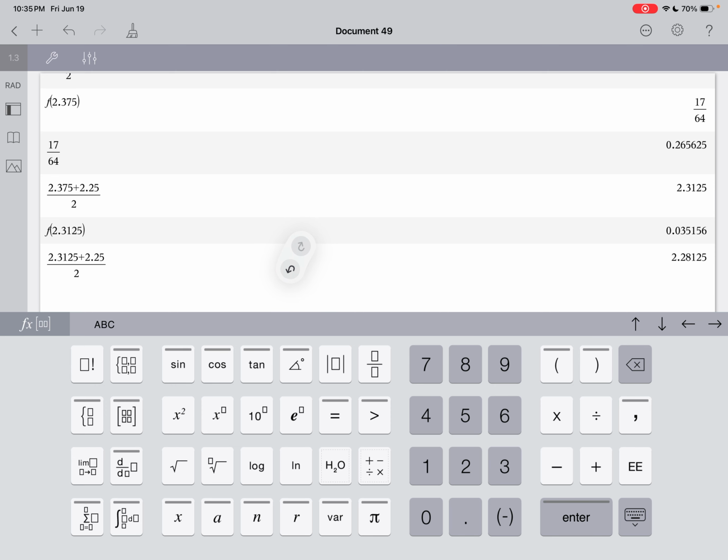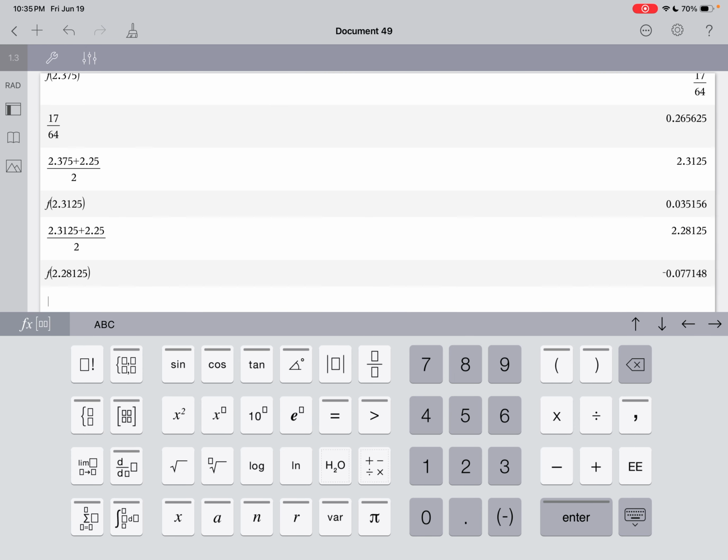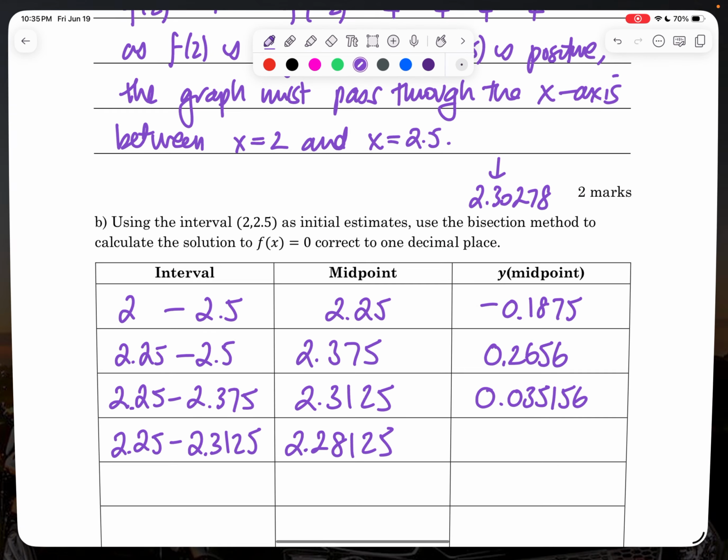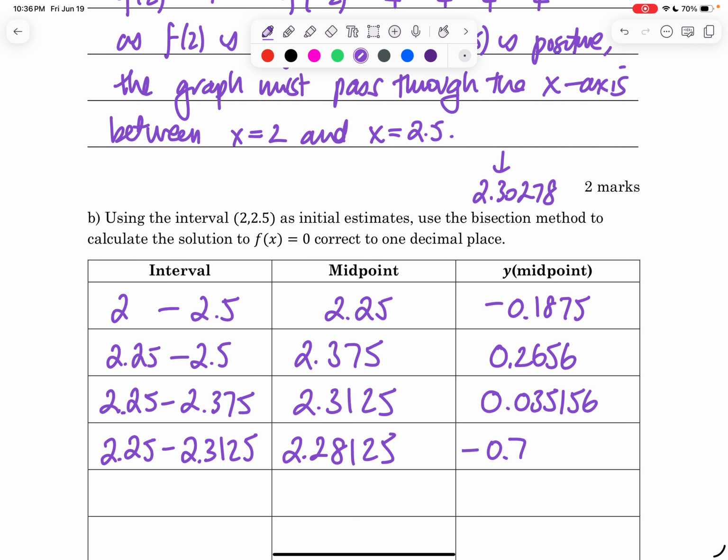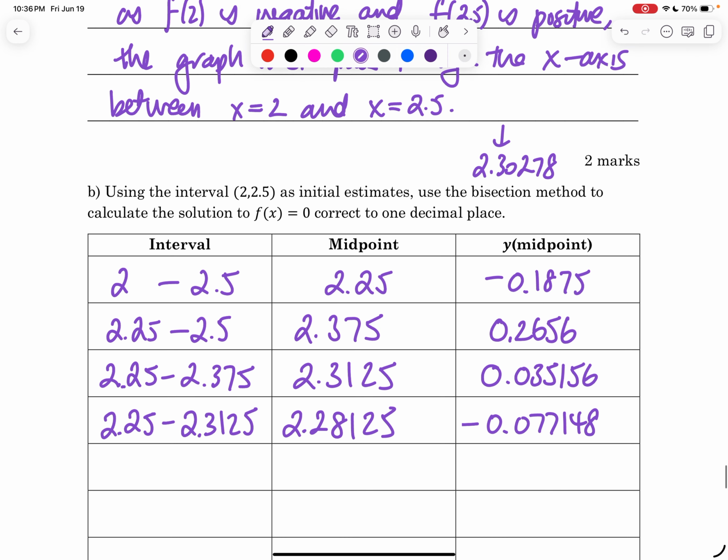And then f of that is negative 0.077148. So now we replace the left end point, so 2.28125 to 2.3125. Oh my God, what a waste of time this is.